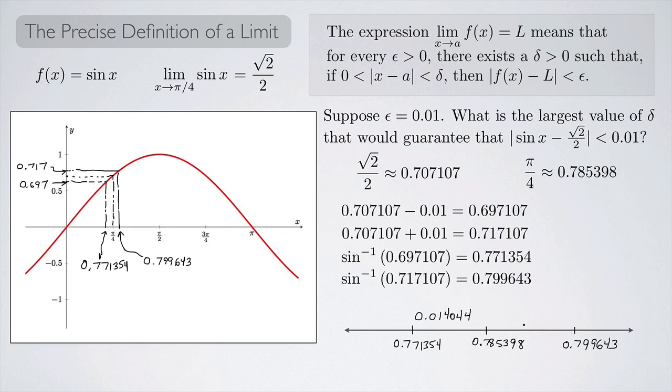And I look at the distance between these two, and I get 0.014245. And again, I want to take the smaller of these two and use that for my delta. So in this case, this one is the smaller one. So that's what I'm going to use for my delta. So if I pick delta to be 0.014044, then that will guarantee that the distance between sine of x and root 2 over 2 is less than 0.01.